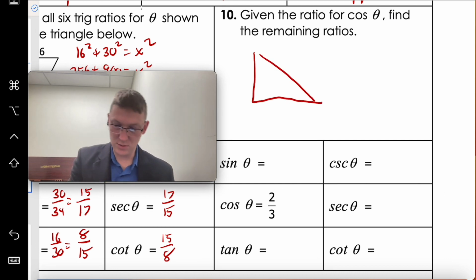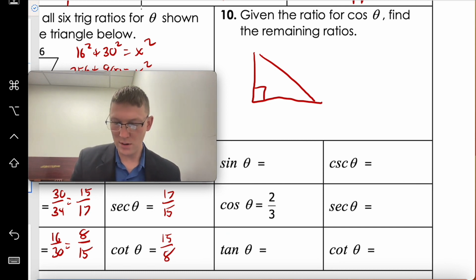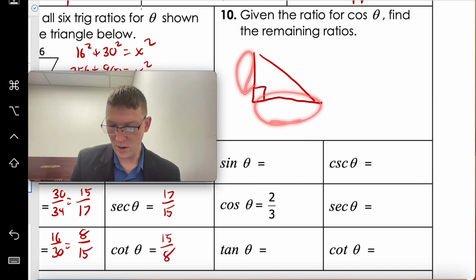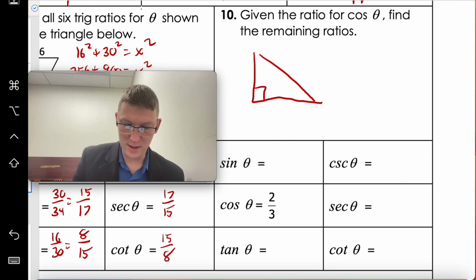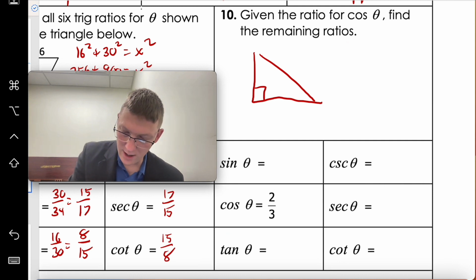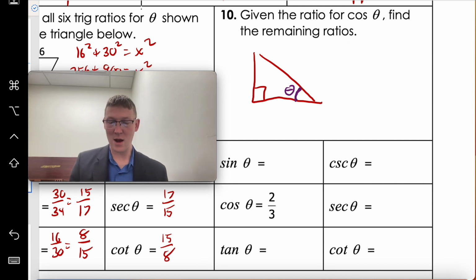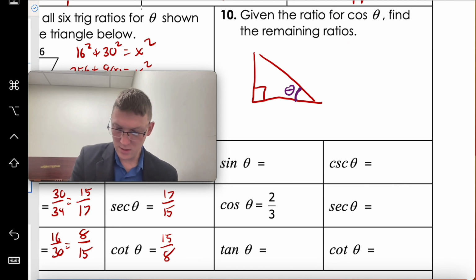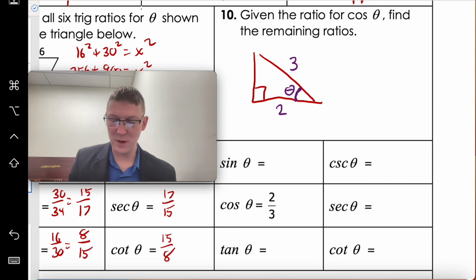I like to make it a right triangle, and I like to make one side bigger, one side smaller. And then there's my hypotenuse. I guess it doesn't matter. We're going to just arbitrarily define my theta as right there. So now we have our cosine defined. Remember, cosine is adjacent over hypotenuse. So if I put my theta right there, my adjacent is going to be 2. My hypotenuse is going to be 3.